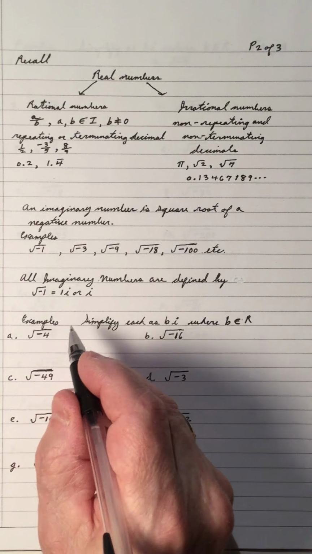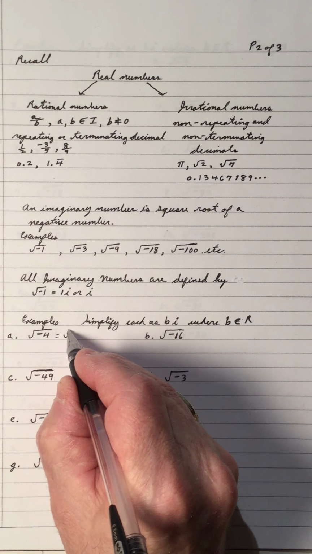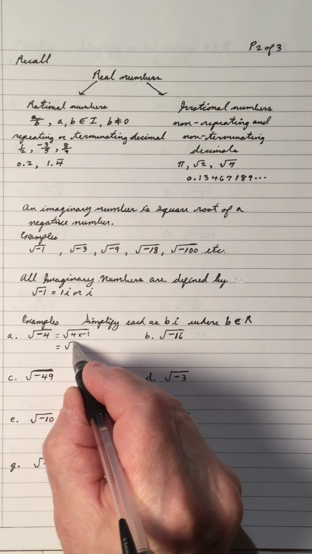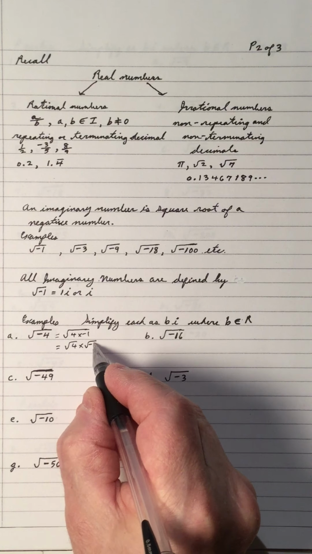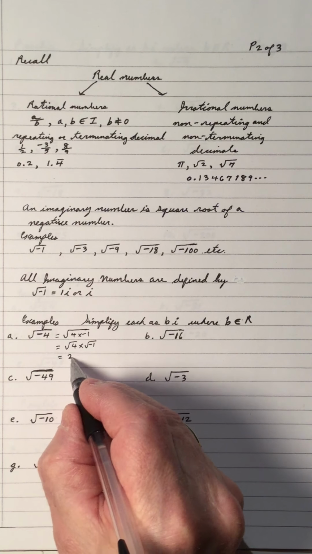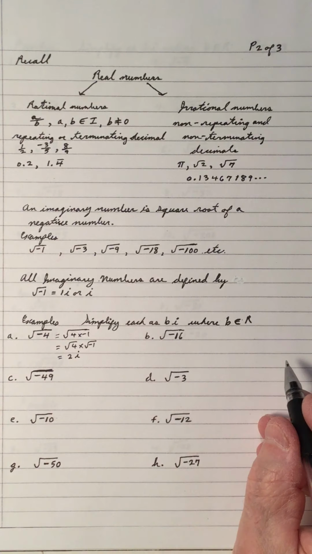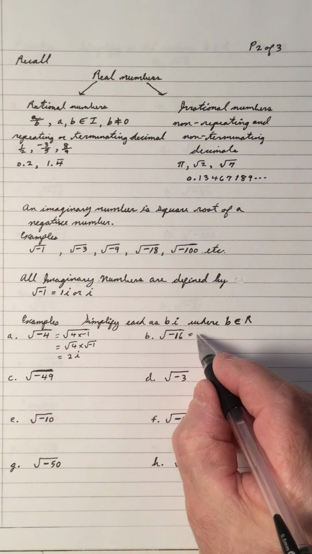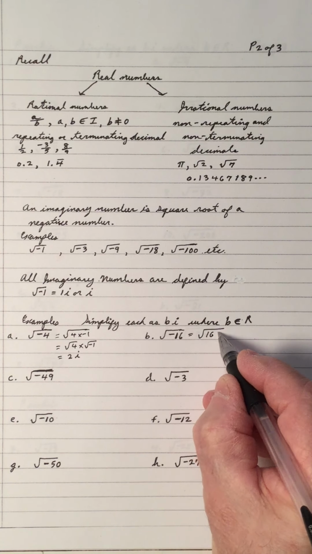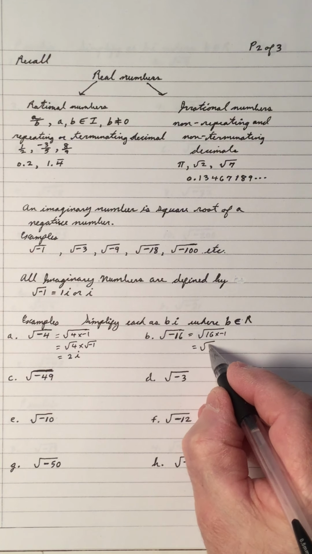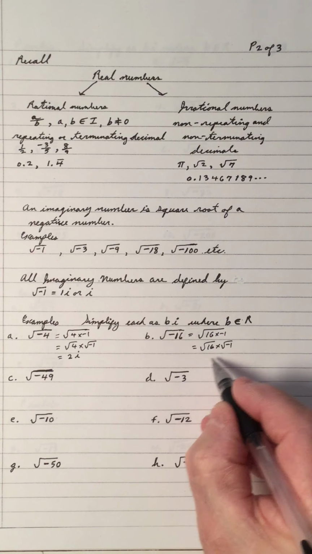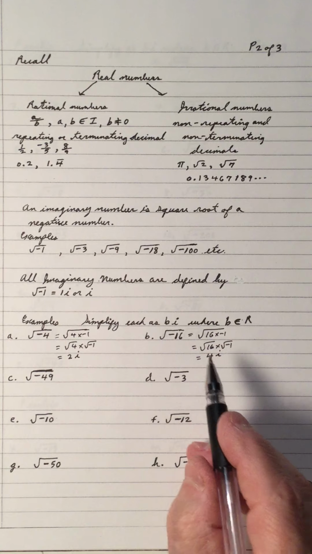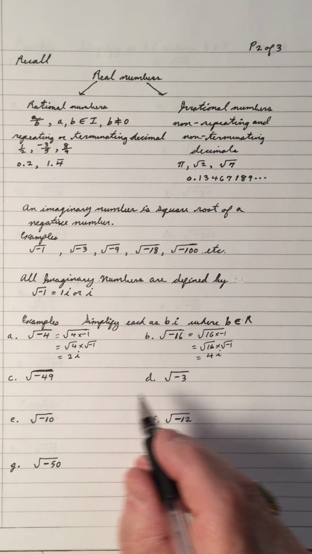So the square root of negative 4 is the square root of 4 times negative 1, which is the square root of 4 times the square root of negative 1. So the square root of 4 is 2, and the square root of negative 1 is i. And I'm going to work all of these like this. So the square root of negative 16 is the square root of 16 times negative 1, which is the square root of 16 times the square root of negative 1. The square root of 16 is 4, and the square root of negative 1 is i. So the square root of a negative number will have an i.